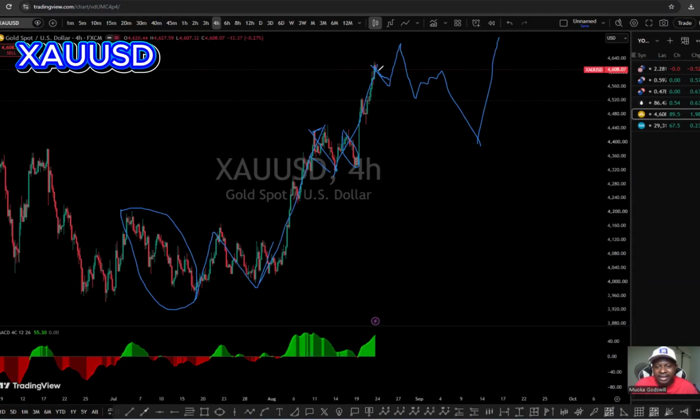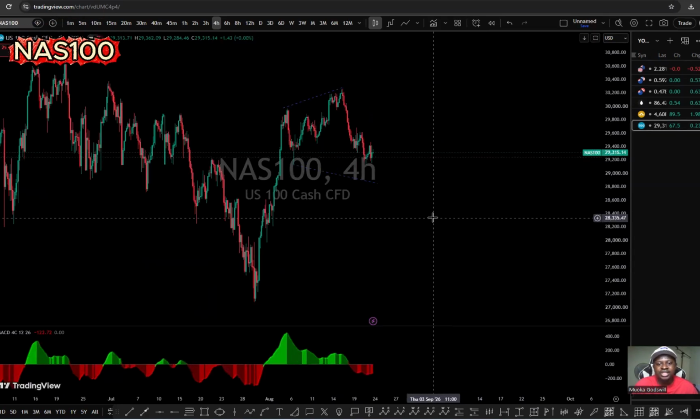Okay, so if we get a slight corrective structure, a pullback, something similar to what we have seen here, one more is expected. And after that, we are anticipating a big correction, something similar to what we have seen here for XAUUSD.